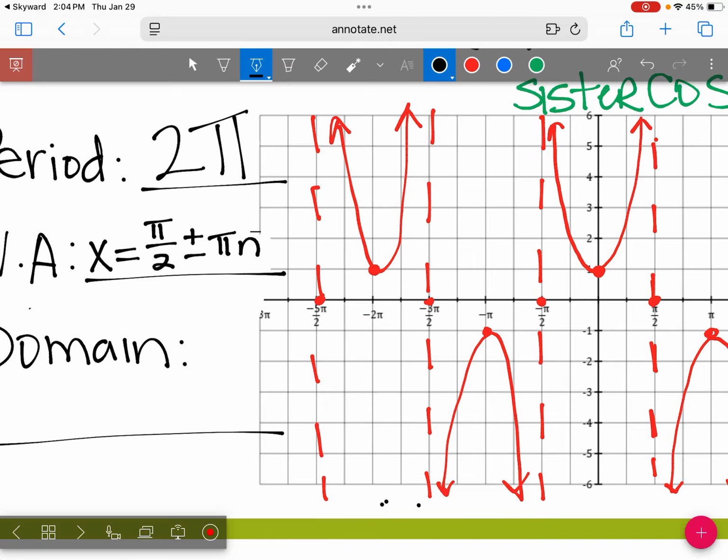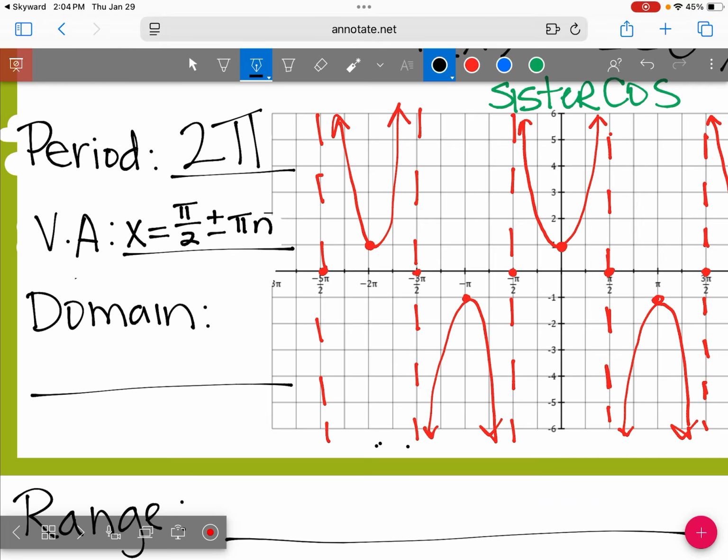My domain is all real numbers, but you have to say x cannot equal, and you have to write the same equation you put for your vertical asymptote. That's my domain.